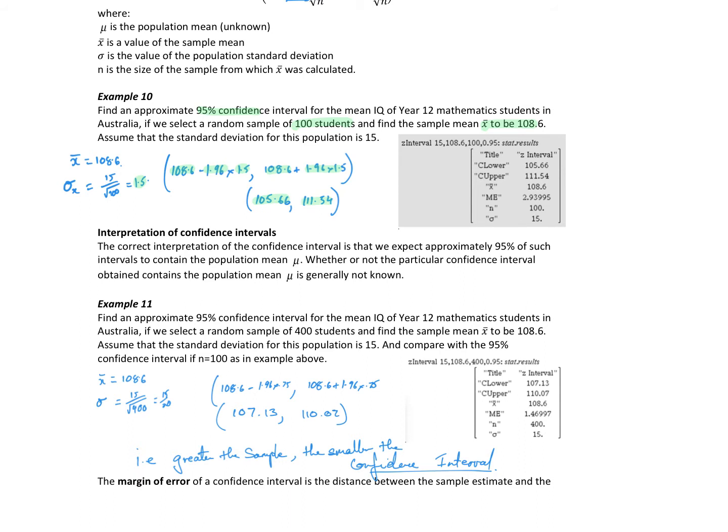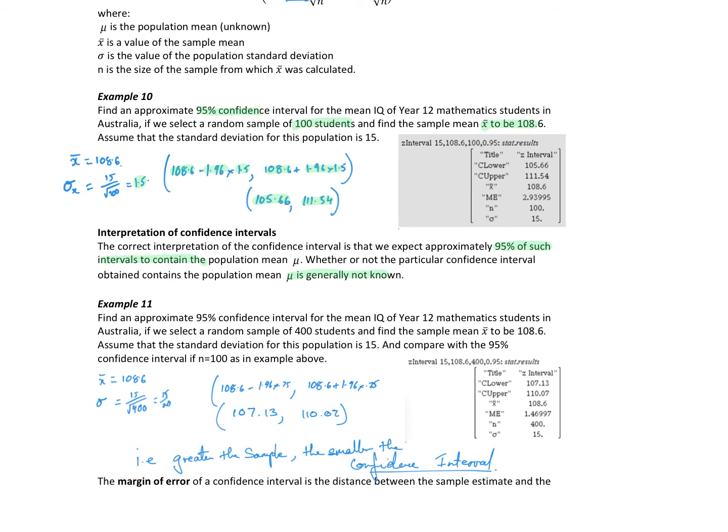Now what that tells me, the interpretation is good. The correct interpretation of this interval: we expect 95% of such intervals to contain the population mean. Whether or not the particular confidence interval obtained contains the population mean is not generally known.